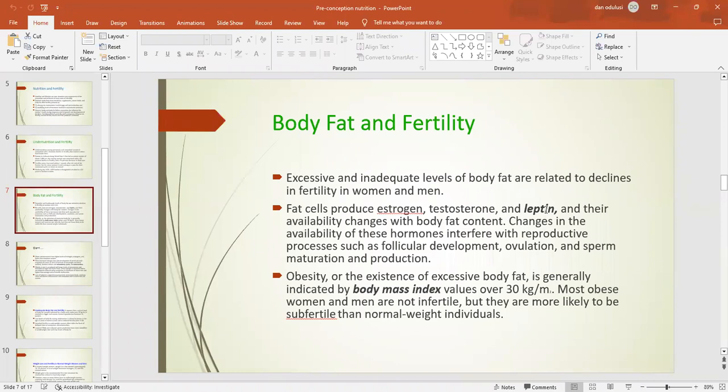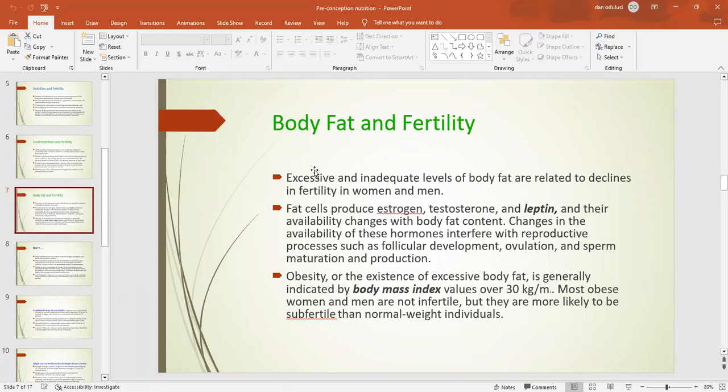Changes in the availability of these hormones interfere with the reproductive processes such as follicular development. If the follicles don't develop to maturity, then ovulation will not occur. And if there's no ovulation, then that will result in infertility in the female. Whereas in the male, there will be no sperm maturation and production. So the fat cells themselves produce these various hormones that are very essential in the reproductive process.